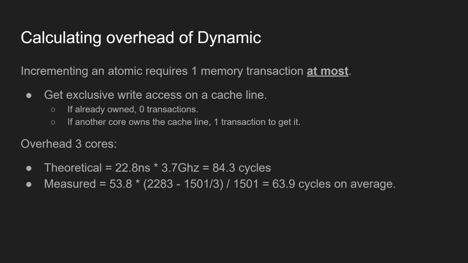Again, if we look at the theoretical overhead of one memory transaction, that would be 22.8 nanoseconds times the 3.7 gigahertz, yielding 84 cycles. The actual measured overhead was 63.9 cycles, which is actually lower than the theoretical single transaction. So that indicates that we're not doing a memory transaction every time that we're grabbing a piece of work.